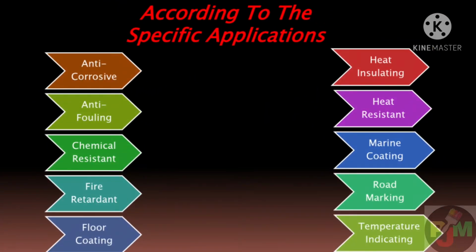Paints are classified according to specific application. Examples: anti-corrosive paint, anti-fouling paint, chemical resistance paint, fire retardant paint, floor coating, heat insulating paint, heat resistance paint, marine coating, road marking paint, and temperature indicating paints.